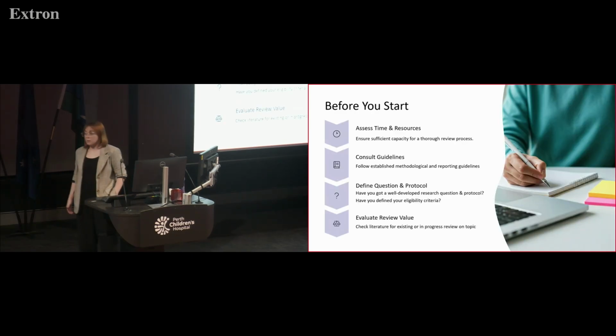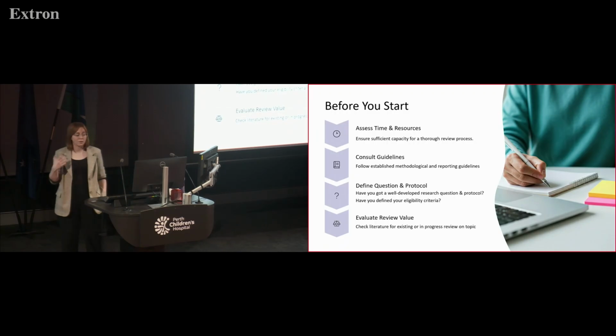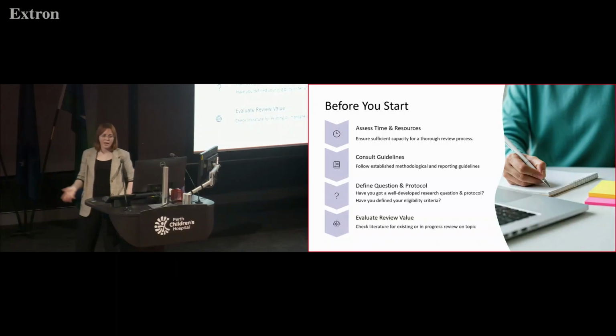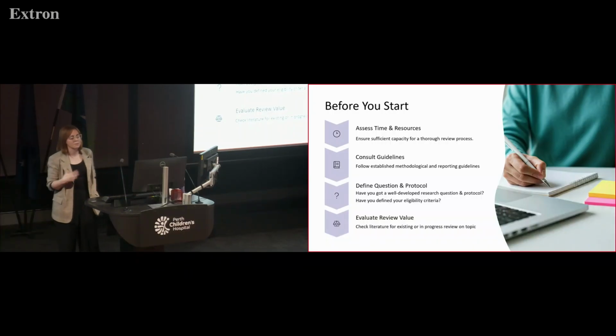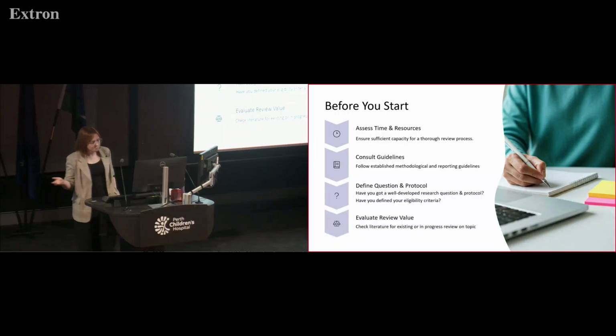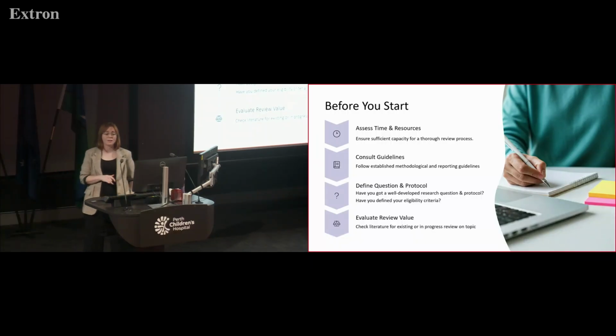Before you start, you need to think about things like your time and resources. Can you commit the time and the resources that it will take to conduct this review? Evidence syntheses are time and resource intensive. For example, with a systematic review, the minimum amount of time that it can take to complete it from start to finish is 12 to 18 months. And the screening of the search results requires a minimum of 3 people. So can you commit that time? Do you have those resources to do that? Are you prepared to follow rigorous guidelines to ensure that the end product is of value?